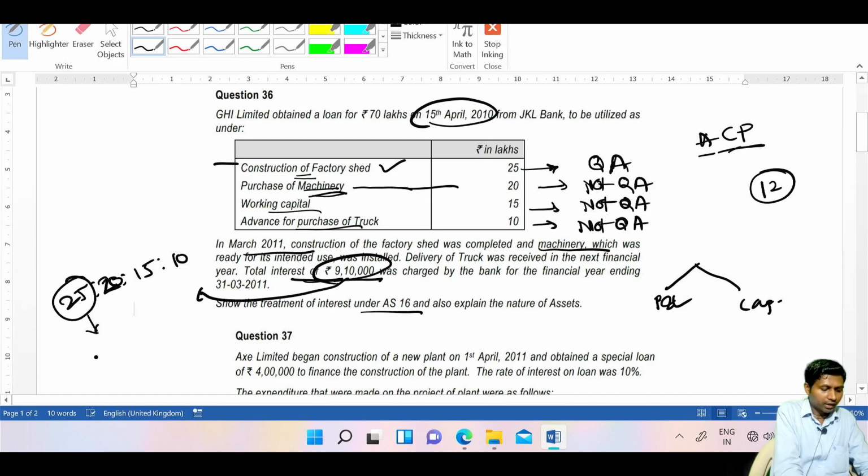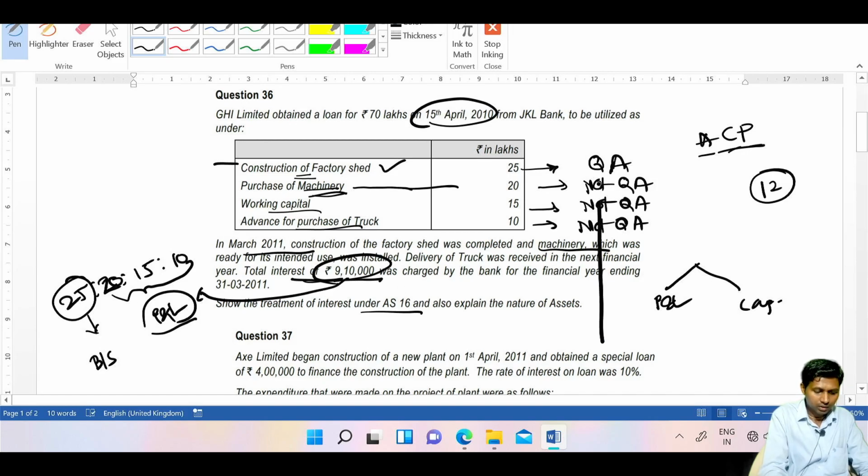And then this part you have to write in the balance sheet. And what about this part? You must write this part in profit and loss. If not a qualifying asset, you cannot capitalize, that means you cannot write it in the balance sheet, you have to write this in profit and loss.